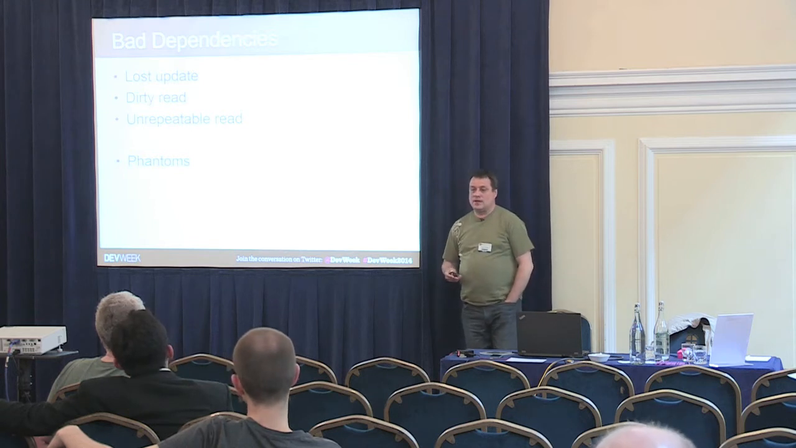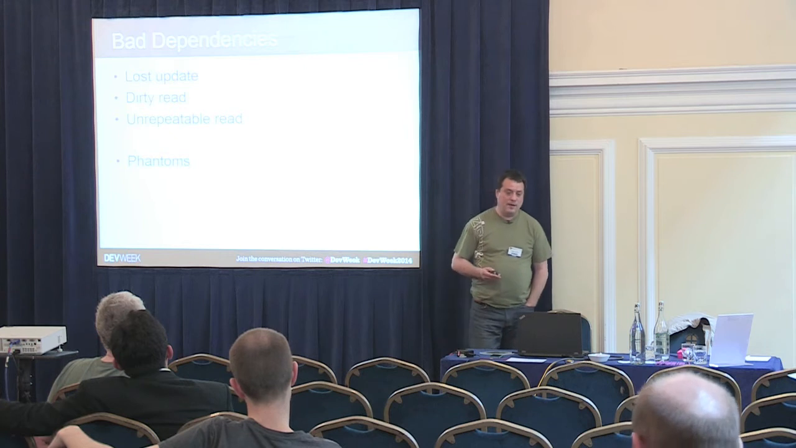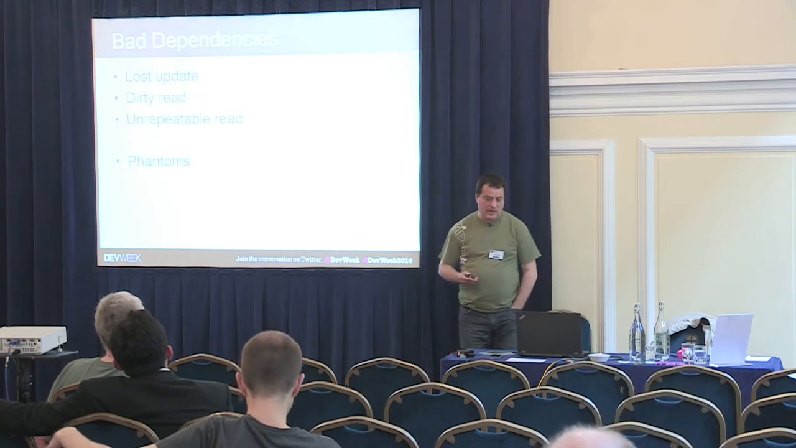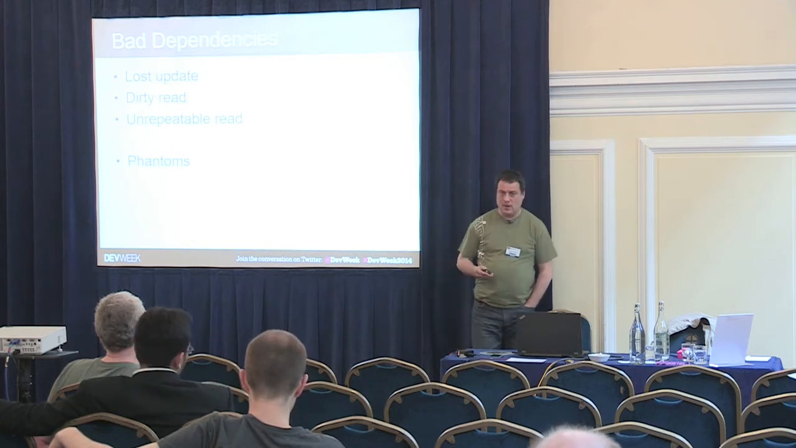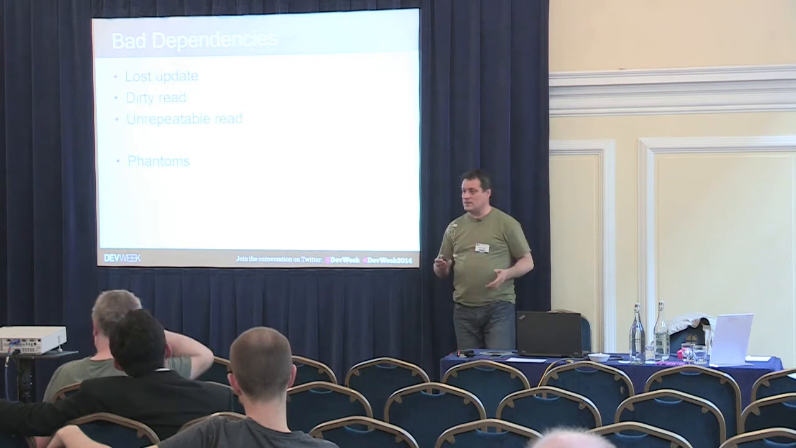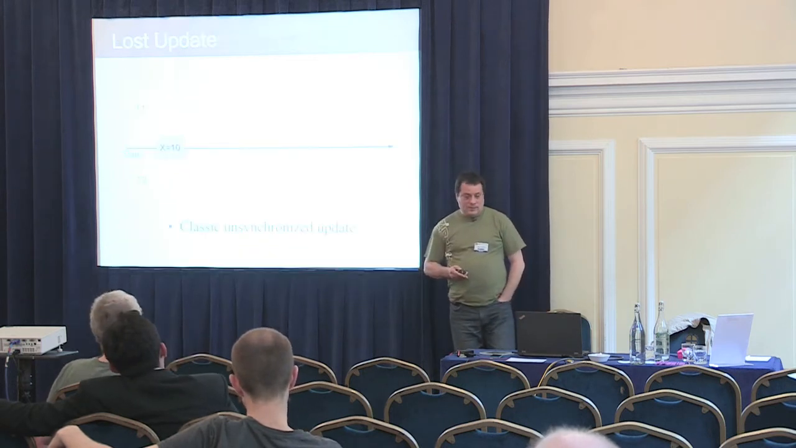Now when transactions are dependent, we can have the following bad dependencies: lost update, dirty read, unrepeatable read, and phantoms. I put phantoms a little bit farther away than the others because you'll see phantom is a kind of unrepeatable read. So what does it mean?